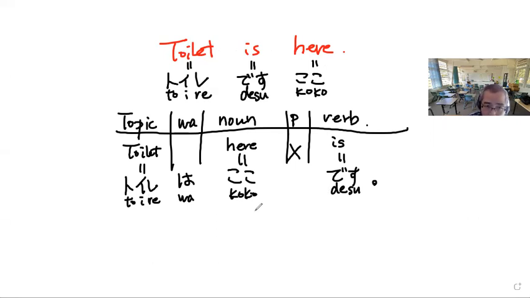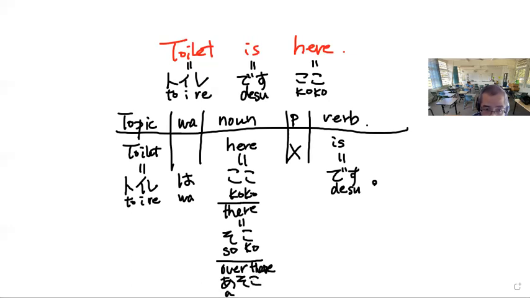Okay, maybe you might want to say toilet is there, which is そこ。トイレはそこです。That means toilet is there. Okay. Then if you want to say toilet is over there, over there in Japanese is あそこ。So you can say トイレはあそこです。That means toilet is over there.